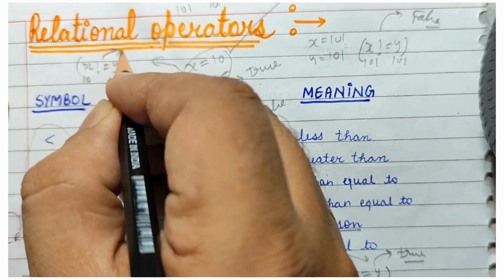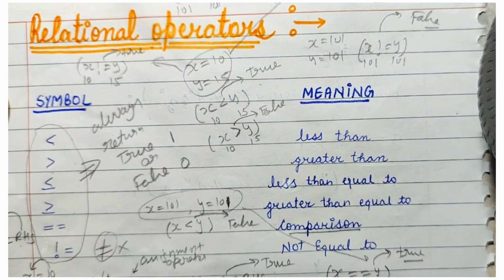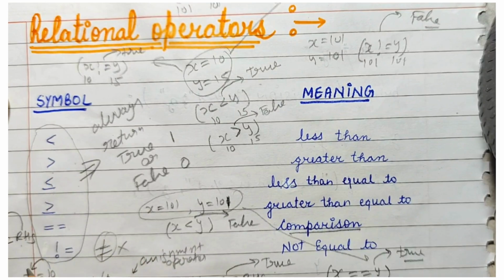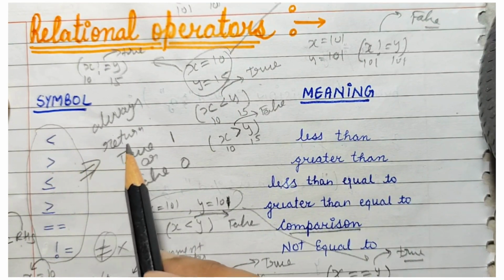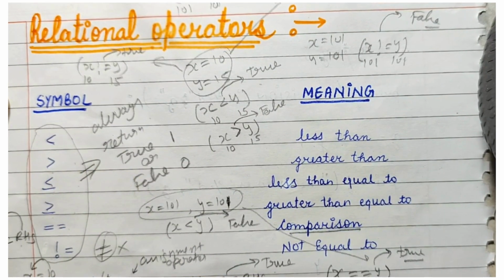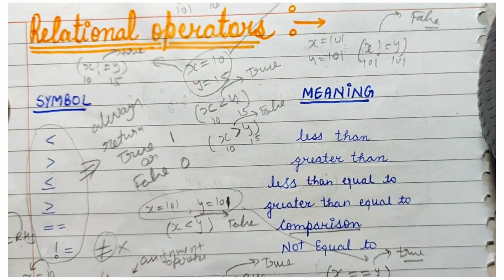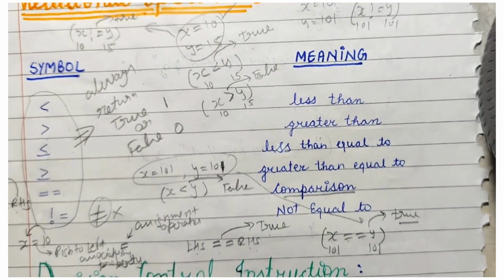So what does it return? It returns true. I hope now you are clear, beta. Okay, this is how all 6 operators return true or false, depending upon the value of x and y. So now relational operators are covered.